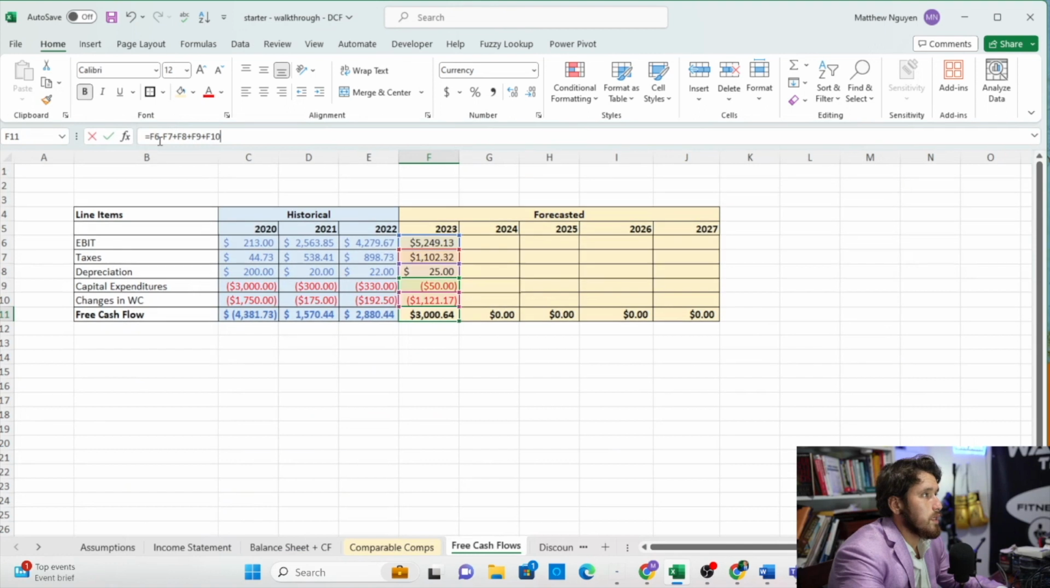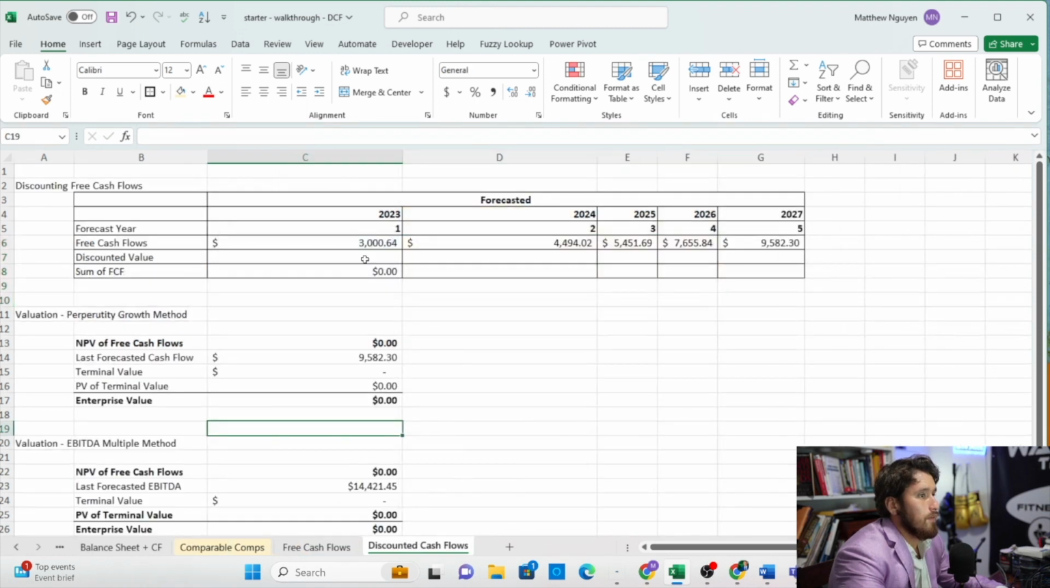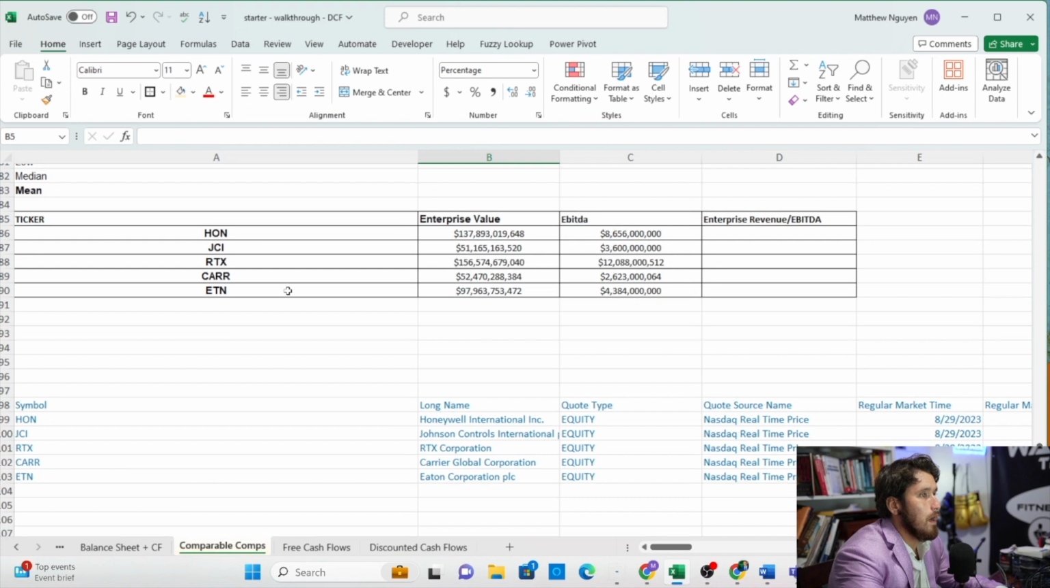All right, so we're going to subtract out the taxes, add back depreciation, then add back those last 2 items of CapEx and the change to working capital since they're already negative. So let's pull this over. We got our free cash flows. Now we have our discounted cash flow model. From here, we're going to take our free cash flows, and then we have to find a discounted value. So what can we do to get our discounted value? Let's go to our comps model.